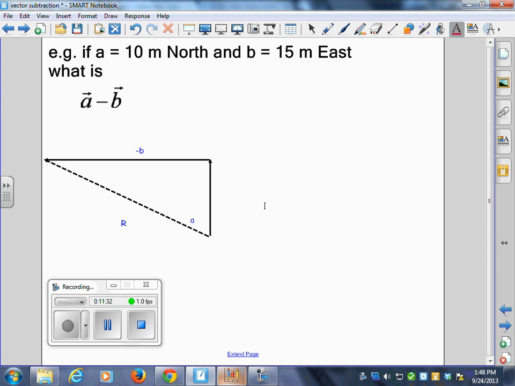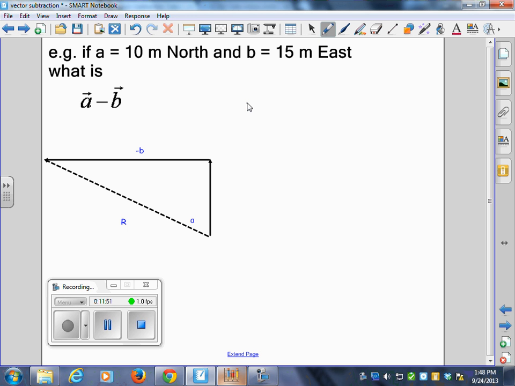To my knowledge, there is no special word for an answer to a vector subtraction. We'll call it result. I could be wrong, I've never heard it. Okay, so that's just A minus B. That's relatively easy. How am I going to solve that? Well, because I've got north and east, I can actually do Pythagoras, right?